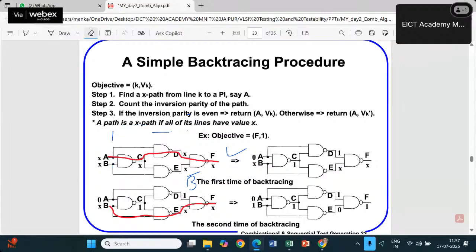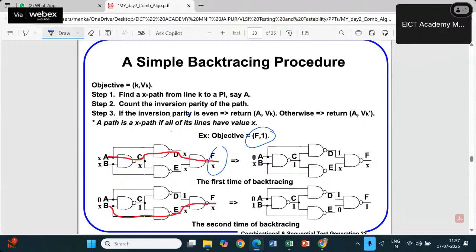Now in this we have the objective (K, Vk). What is it? The objective is (F, 1). You have to bring F equal to 1. Okay. So we are not specifying what fault is existing.